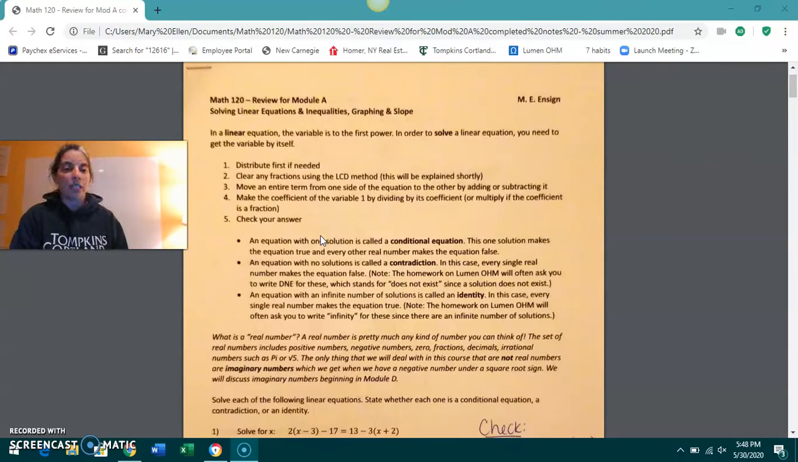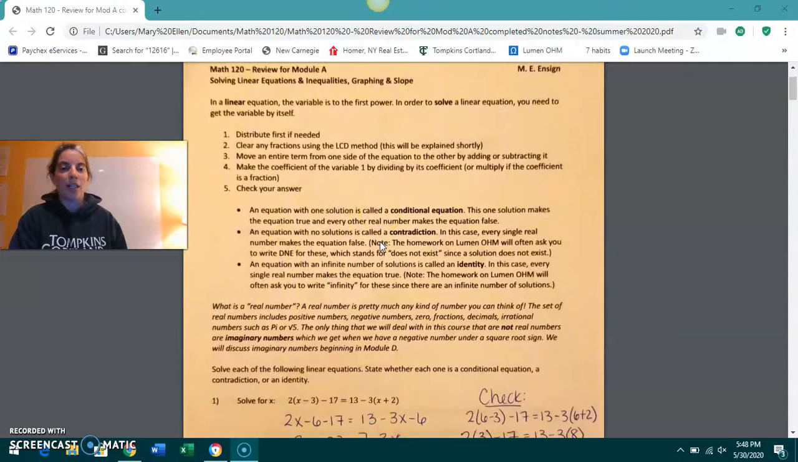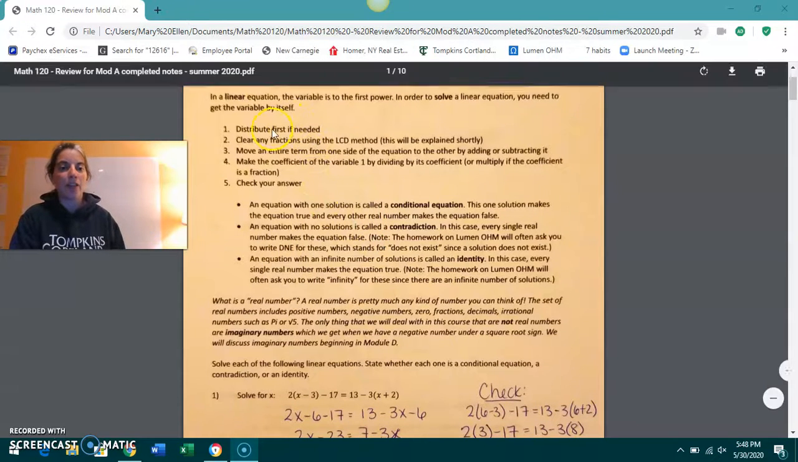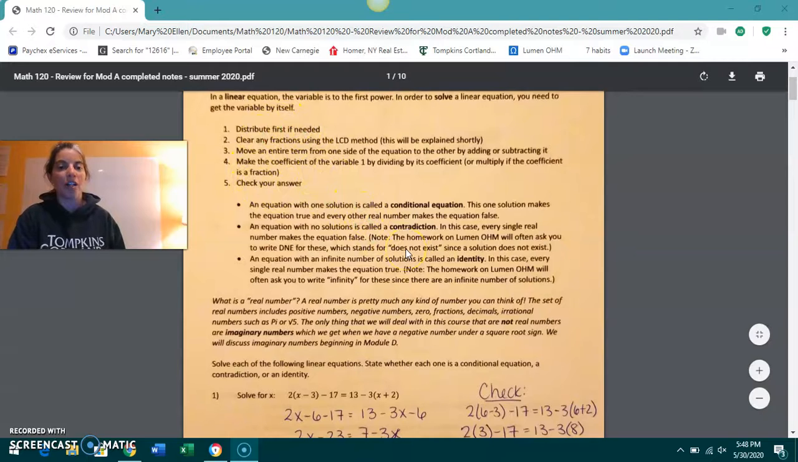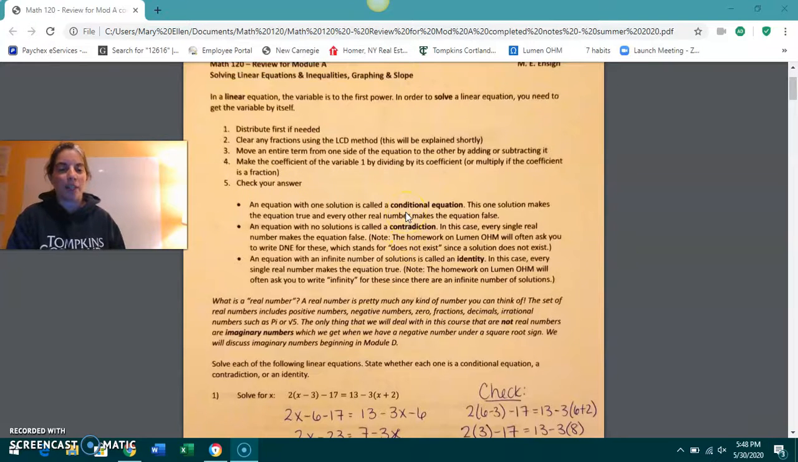Okay. So you see this first page of these notes talks about what a linear equation is, the steps to solve a linear equation, and some information about what makes an equation a conditional equation, a contradiction, or an identity. I'll let you take some time to look those over on your own as well, but just in general, an equation with one solution is called a conditional equation. So if we get an answer of x equals -3, that's a conditional equation. There's one real number, and only one real number, that makes the two sides equal.